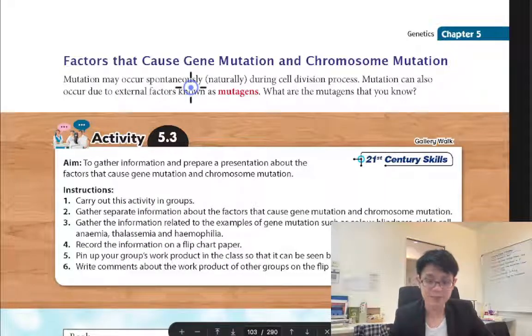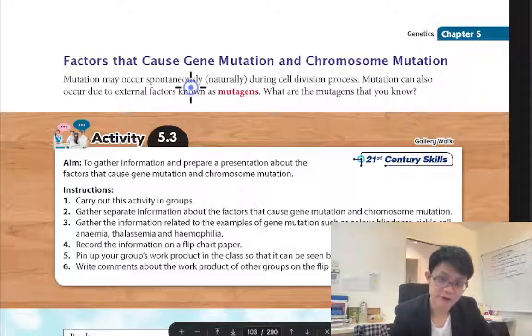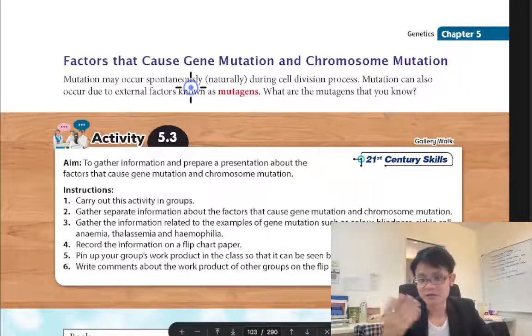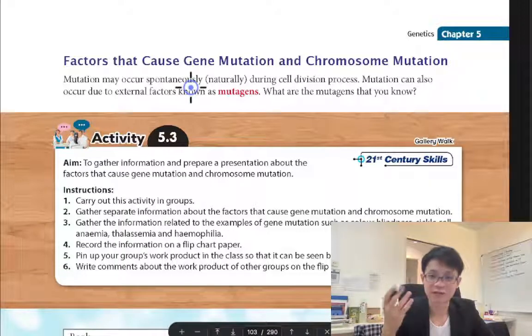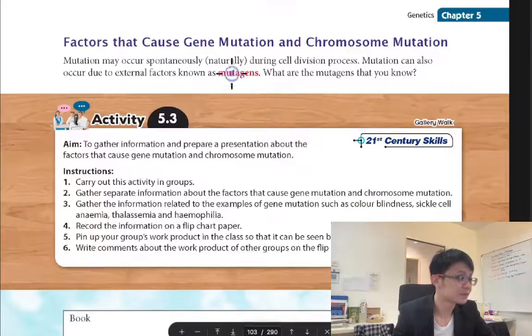And why does this thing happen? Because by knowing why this thing happens, we can prevent it. So hopefully we learn science not just for the exam. You learn so that one day when you want to have a baby, or after you get married with your girlfriend or boyfriend, you want to have a healthy baby. So why does this thing happen?